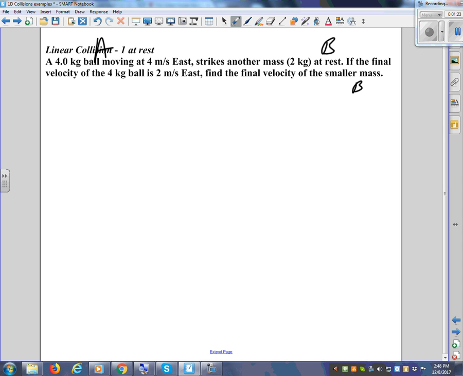Okay, so let's start with PI is equal to PF. The initial momentum, the momentum before the collision, is equal to the momentum after the collision. Okay, that's the framework that you always start with. And the initial momentum is made up of, now if you want, you can write PA plus PB, or you can just skip right down a step and write MAVA plus MBVB, right? The mass of ball A times the velocity of ball A plus the mass of ball B times the velocity of ball B.